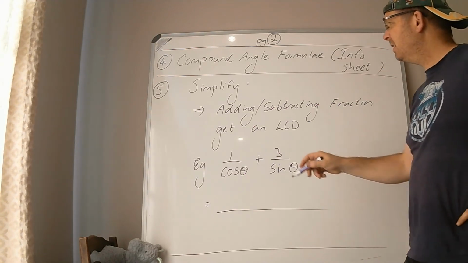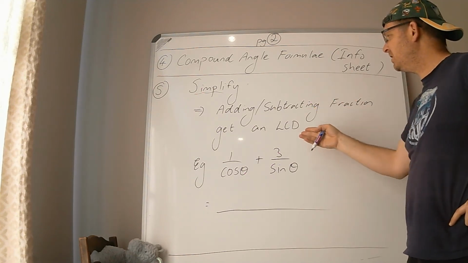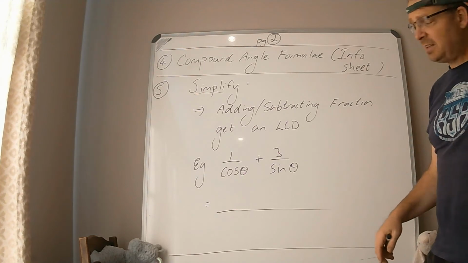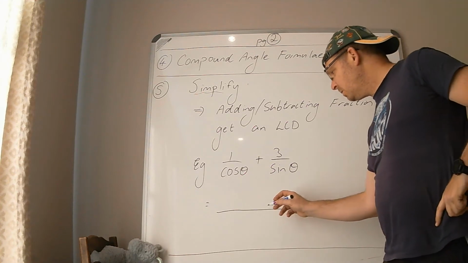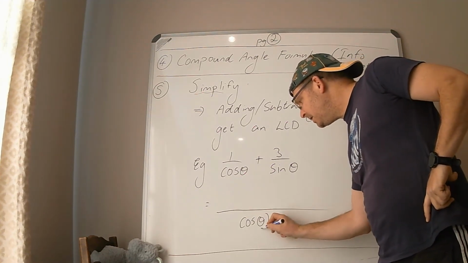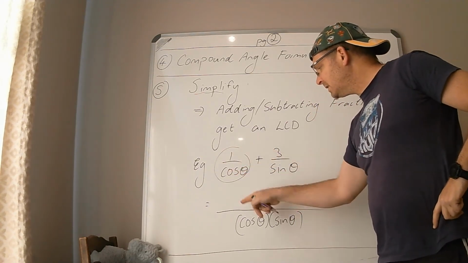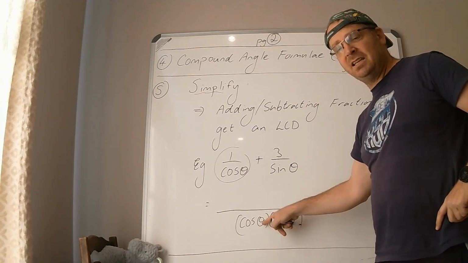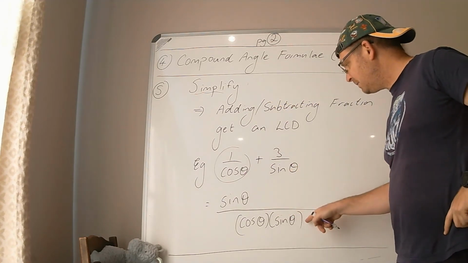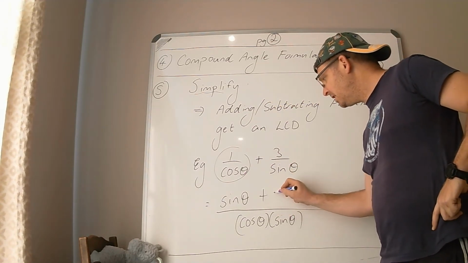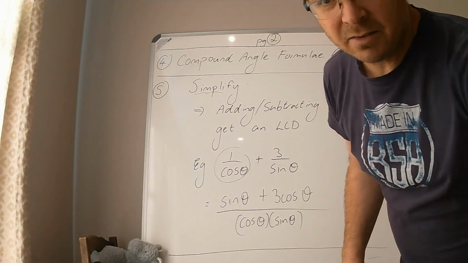Then sometimes you're going to have to simplify, and the main thing you have to do in terms of simplifying is when you're adding and subtracting fractions, get an LCD. There are other things obviously, but this is so. If I had 1 over cos theta plus 3 over sine theta, well, your LCD is going to be cos theta sine theta. Then remember you say, what do I times the bottom by to get to there? I times it by sine theta, so I must times the top by sine theta, so I get sine theta there. Here I times the bottom by cos theta, so I must times the top by cos theta. That would be your LCD. Just an example of how you get an LCD.